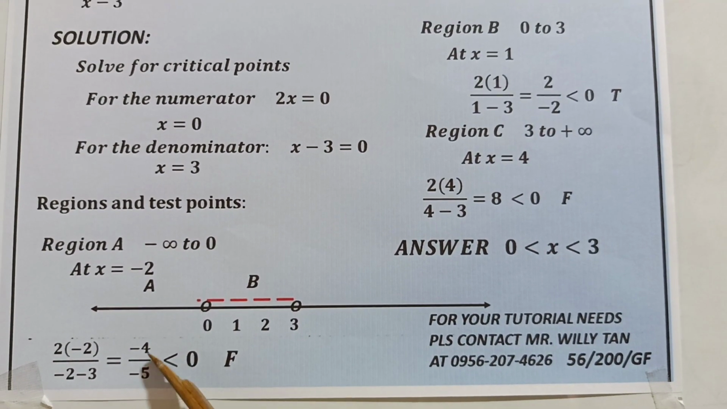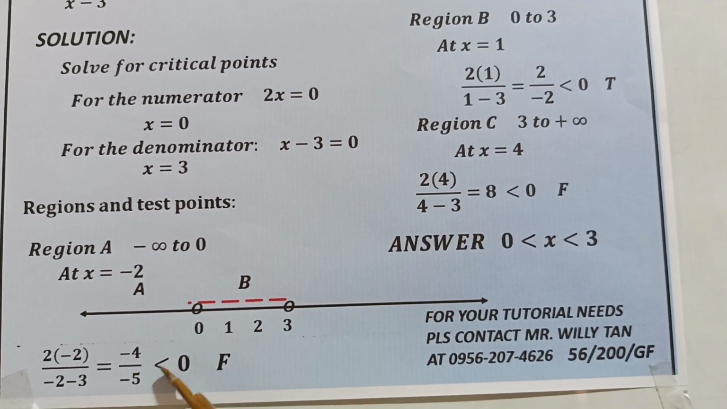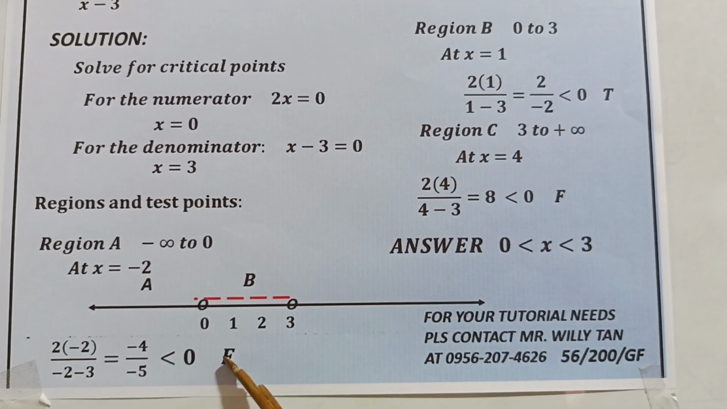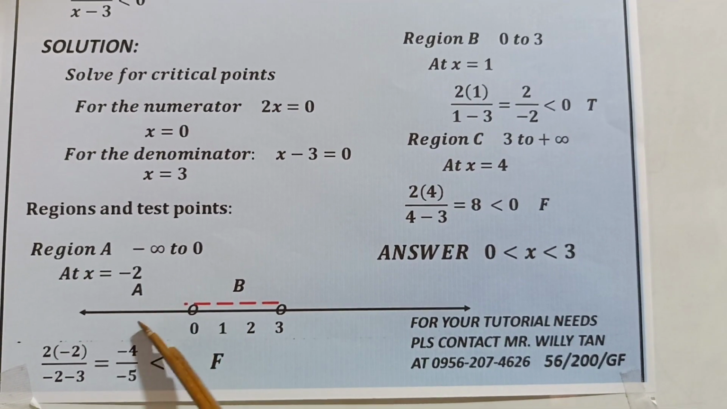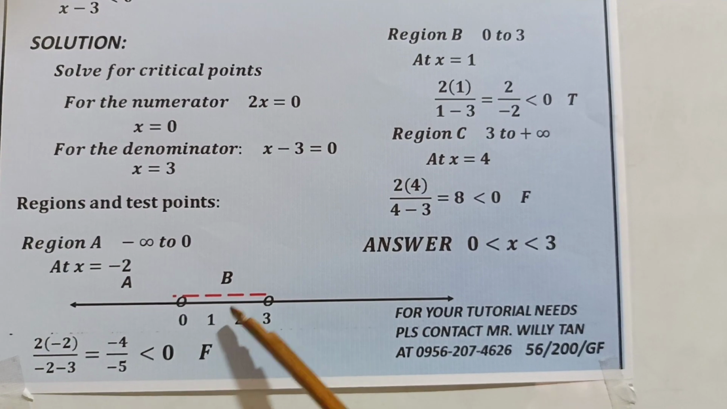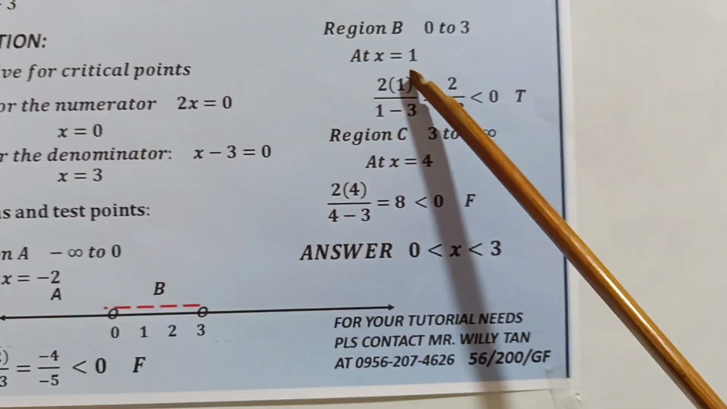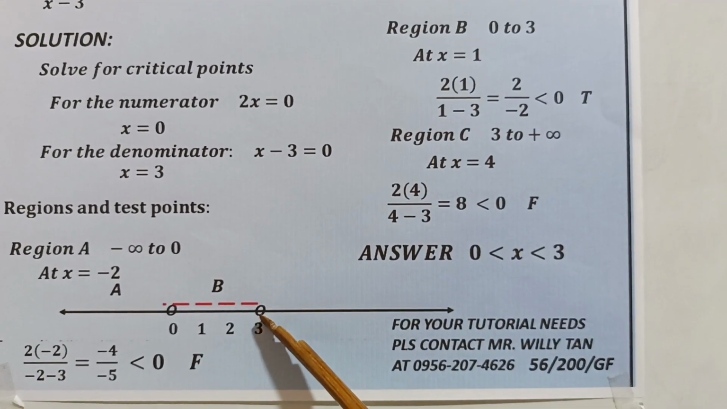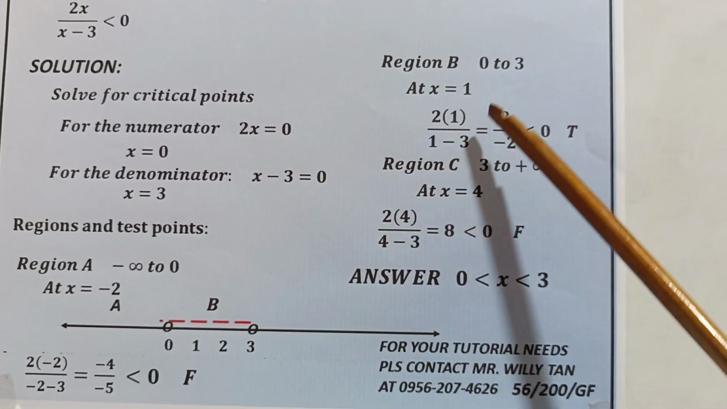So region A will not satisfy the given inequality. This is false, so we don't have any solution for this region. So we test also region B, and we choose another test point, which is 1. Region B is from 0 to 3. We choose 1 and substitute it into the given inequality.